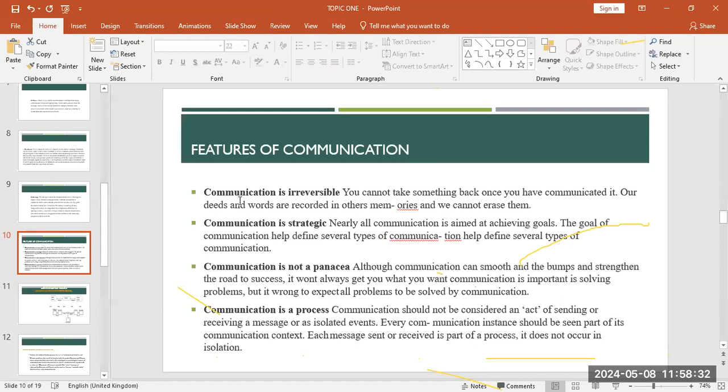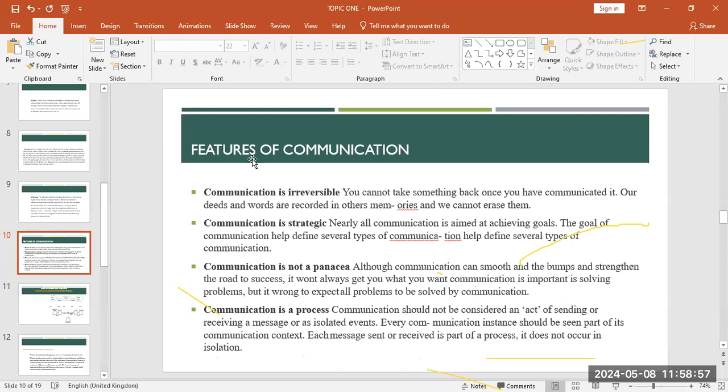They may never forget what you have just said. That's why you are told, most of the time when you are angry, before you speak, think. Because whatever you say, it might not be forgotten. It might destroy your relationship with that person totally.